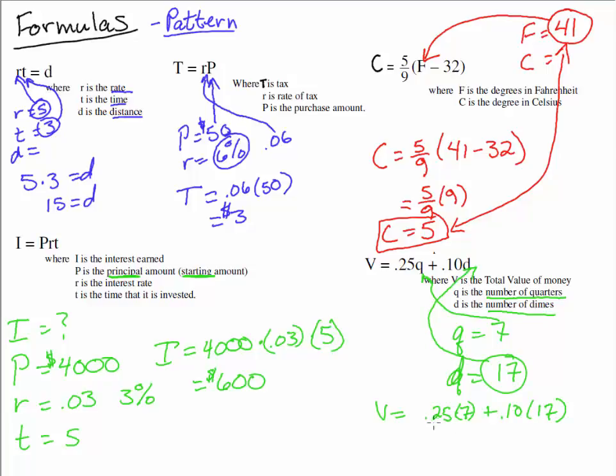There we go. So 7 times 25 cents, that's $1.75. And really that's just 7 quarters. And then $1.70, 10 cents for every dime. That's 17 dimes, $1.70. And we just add those two together and we get $3.45.